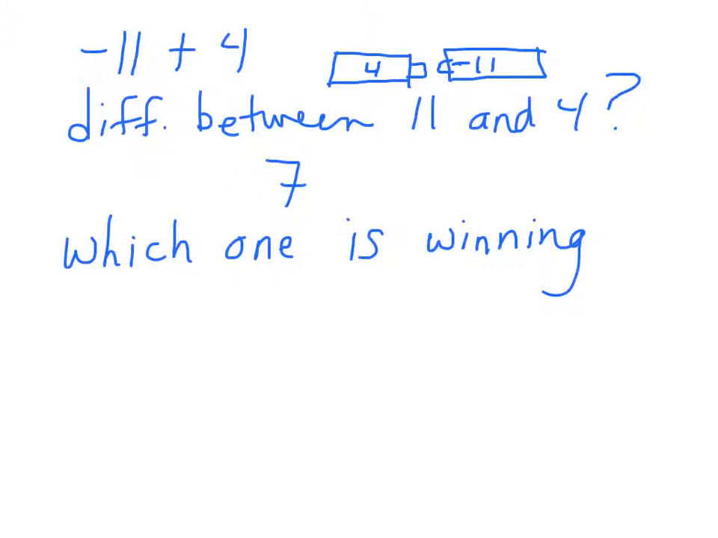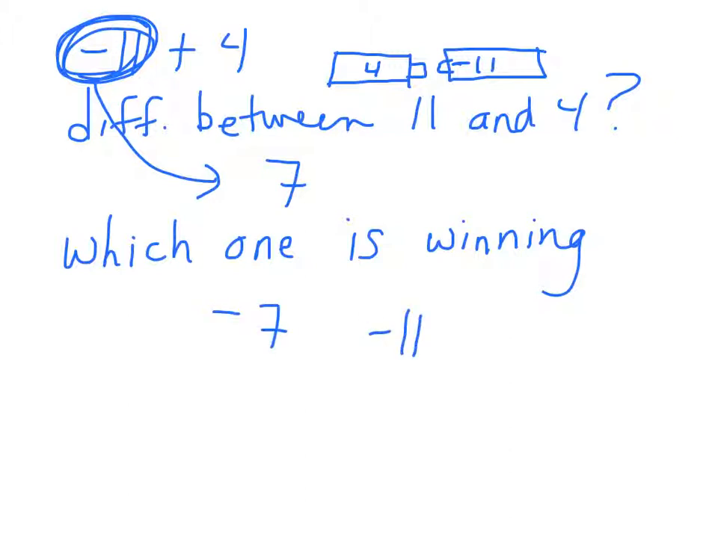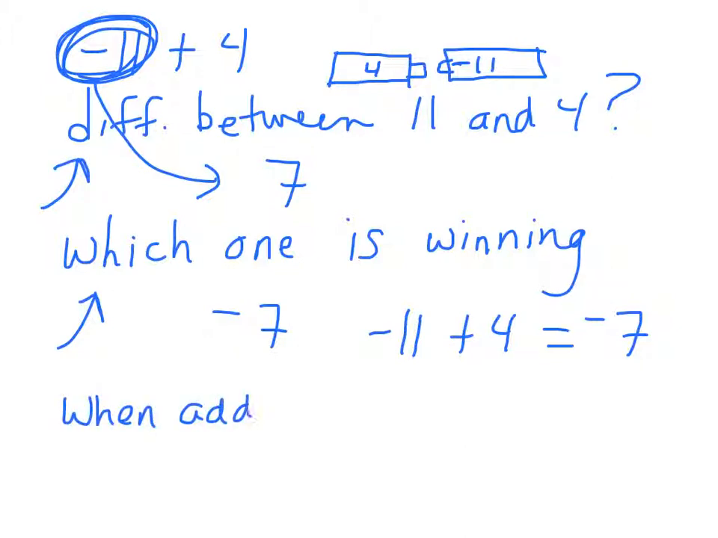So which one's winning? We have a negative 11 and a positive 4. This guy's a bigger value. 11 beats out 4 any day of the week. Because this guy wins, the answer is going to have to be negative. So the answer is negative 7. Negative 11 plus 4 has to be negative 7. These two things that I wrote down that you need to think about occur when the signs are different, when adding numbers with different signs.